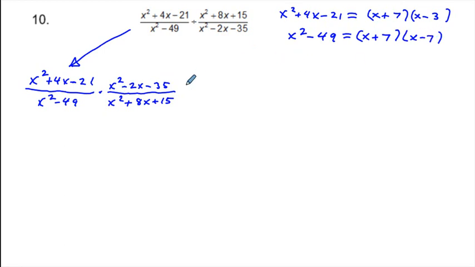Next, we have x squared minus 2x minus 35. That's going to factor into... let's see, 35. The factors of 35 could be 5 and 7, which are 2 apart. So we have x plus, x minus. We have minus 7 and plus 5. So that's going to be that factor.